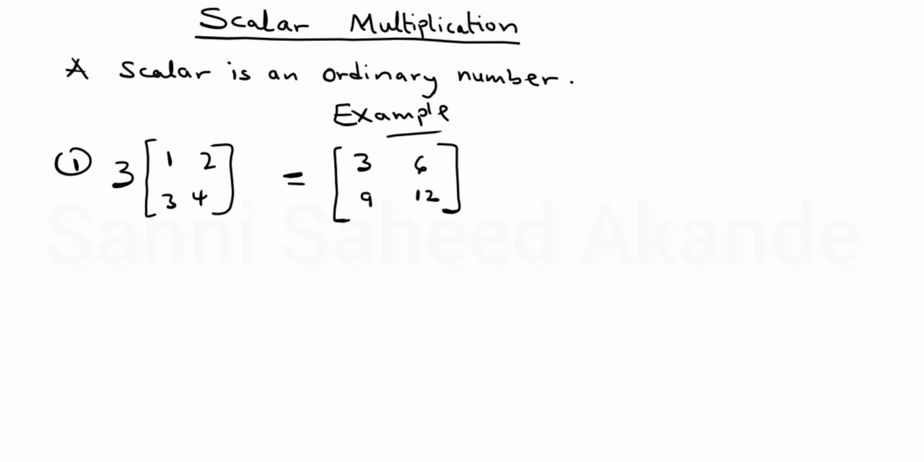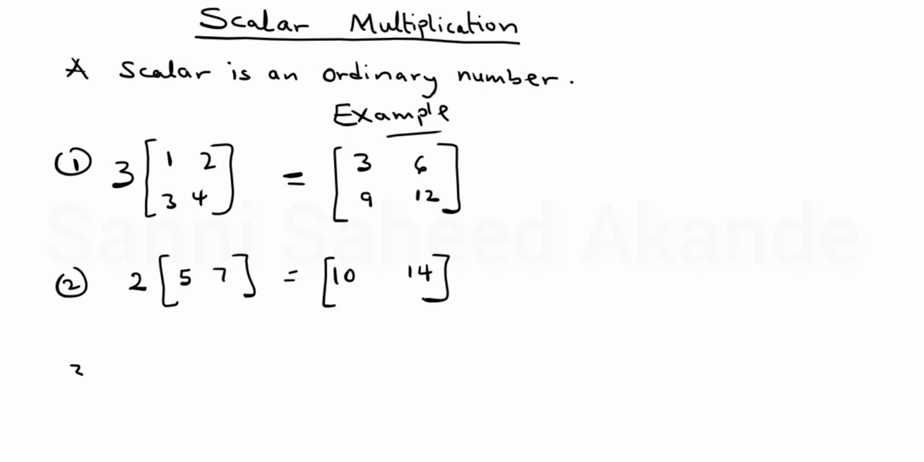So let's take a look at number 2. When you have 2 multiplied by this 1 by 2 matrix, 5, 7, as usual, multiply all the elements in the brackets with the 2 outside. Then 2 times 5 will give us 10, 2 times 7 will give us 14. So that is the answer to that.